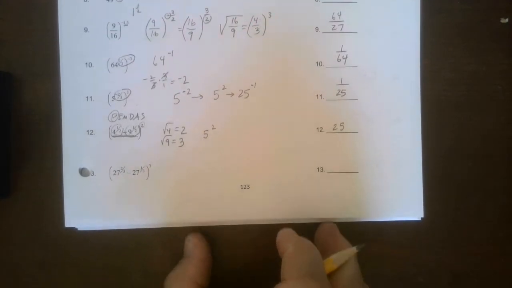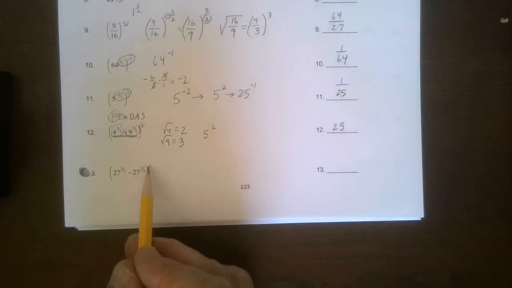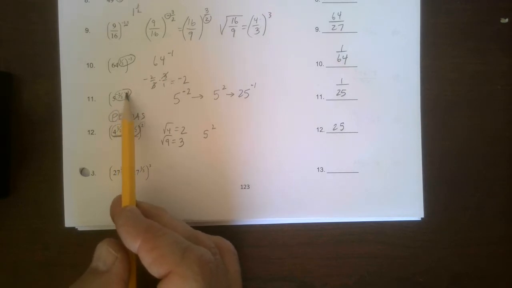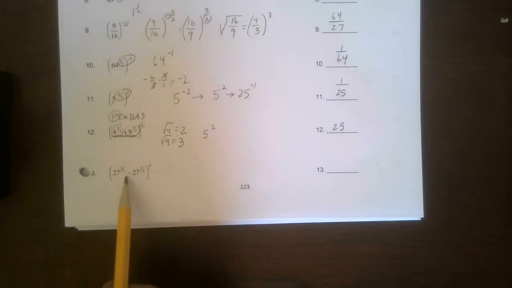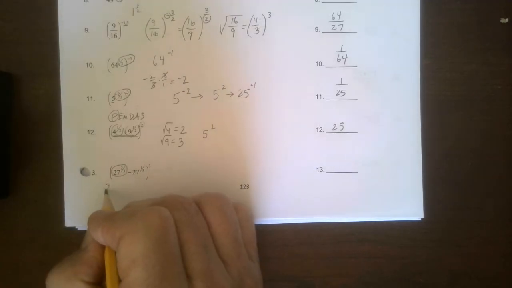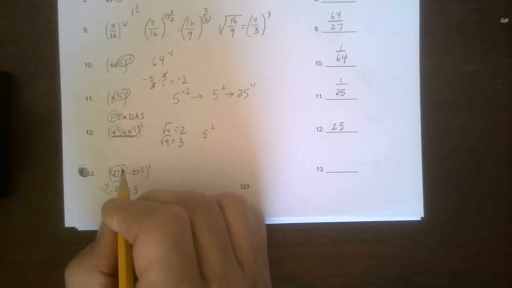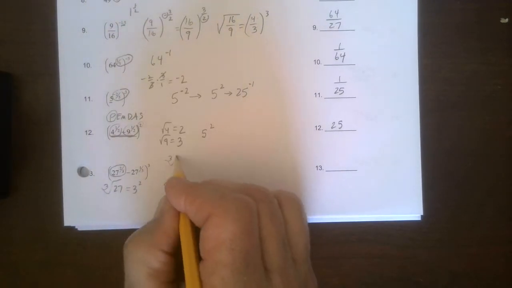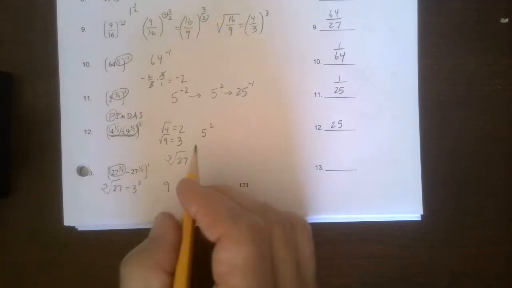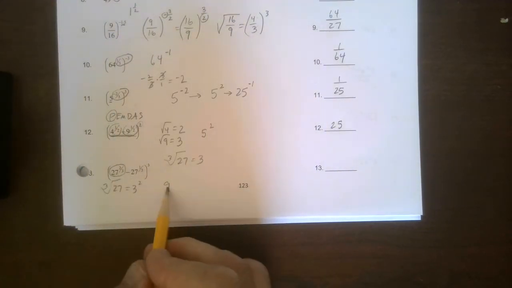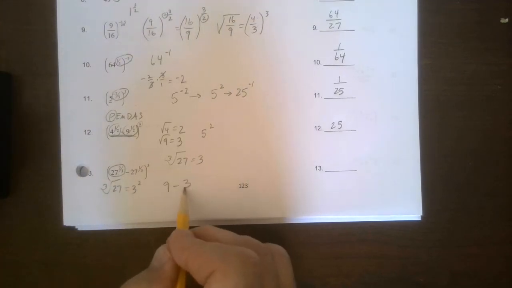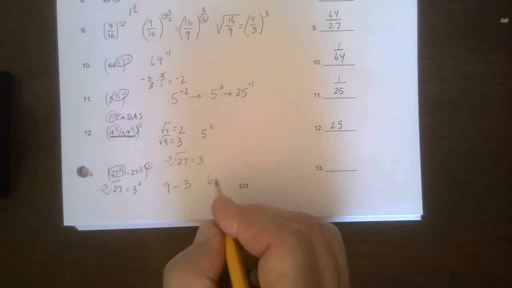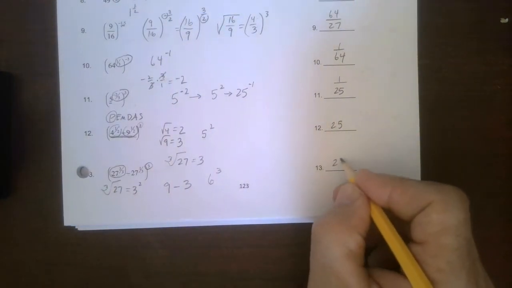Same thing here. Do not distribute that power to here or to here. So why could we here? Well, there's just one term here. Here we have 2 terms separated by subtraction. So we got to figure out what this is first, and this is just the cubic root of 27, which is 3, but then we got to square it, which is 9. This is just the cubic root of 27, which is 3. So 9 right here minus 3 is 6. And now we've got that cubed. 6 cubed is 216.